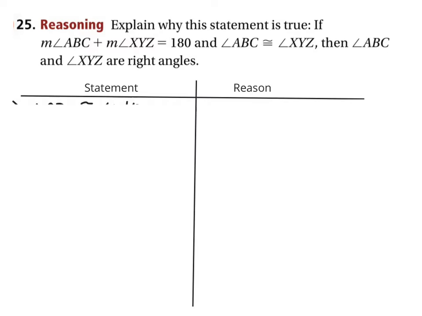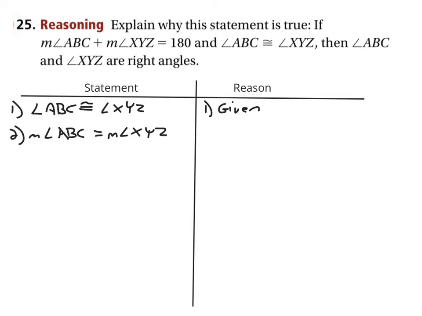And here's the first thing that I'm going to state. I'm going to state that angle ABC is congruent to angle XYZ. That is information that was given to us, so the justification is given. Now, the next thing I'm going to state is that the measure of angle ABC is equal to the measure of angle XYZ. What's the justification for that? Well, the definition of congruent says that if two angles are congruent, then their measures are equal.